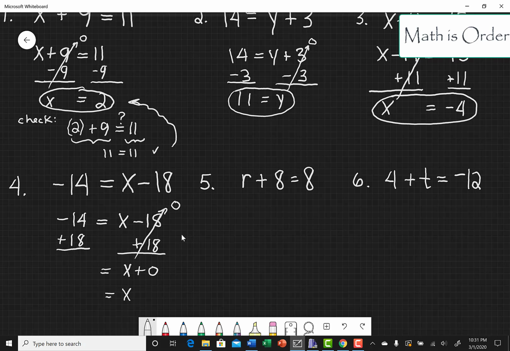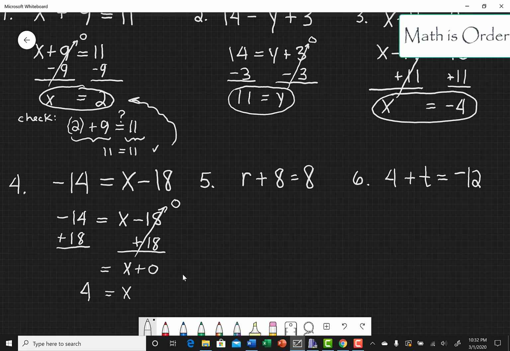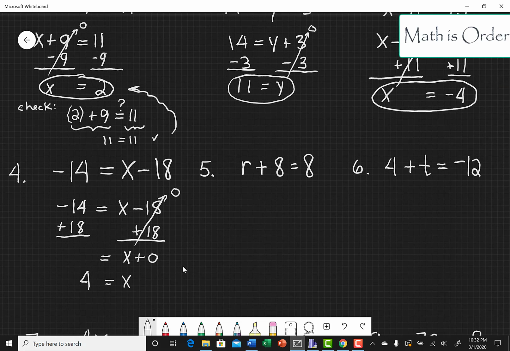So it's not necessary to bring down that 0. All right, just write x, okay? Then on the left-hand side, negative 14 plus 18 is going to give us a positive 4. Now it doesn't matter if you write it 4 equal x or x equal 4. They mean the same thing. So our final answer here is 4 equal x.